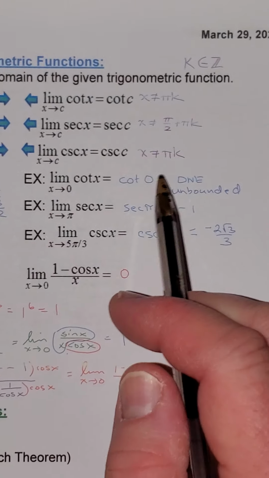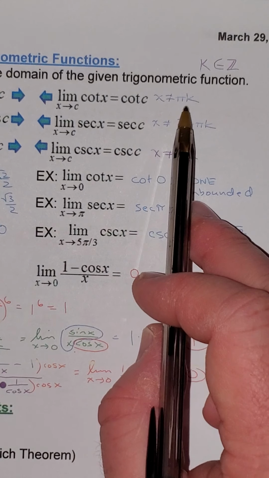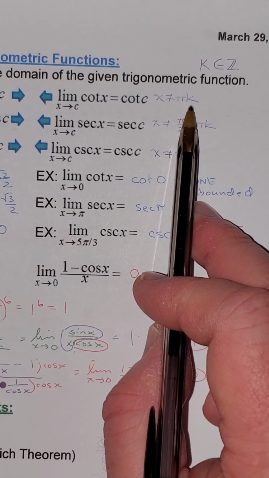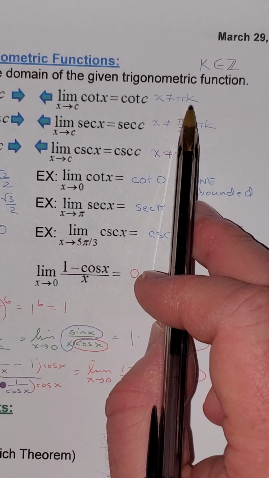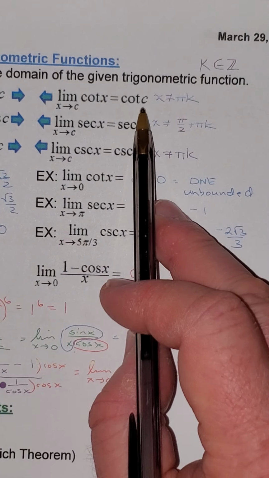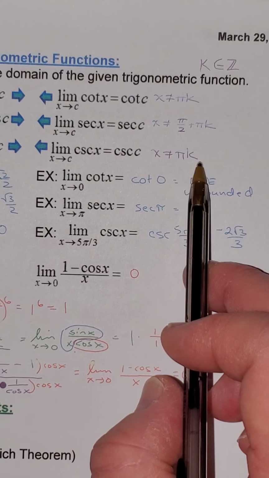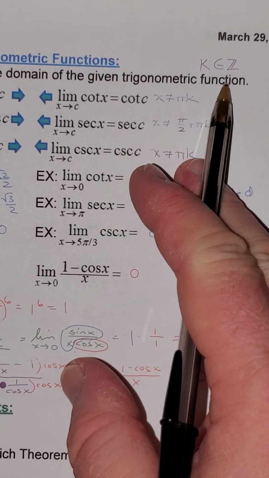It's the same thing with cotangent. Cotangent has asymptotes at x equals pi k. So you cannot use x equals pi k, like pi, 2 pi, 3 pi, negative pi. You can't find the limits there, because those are asymptotes. But we can find the limit anywhere else. Secant is pi over 2 plus pi k. Cosecant is pi k. Remember those. K is an element of the integers.